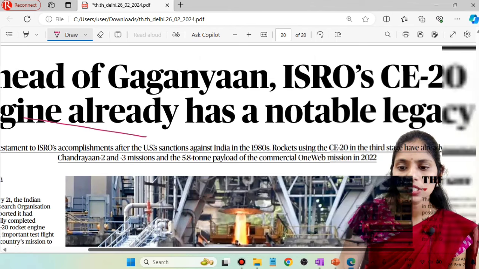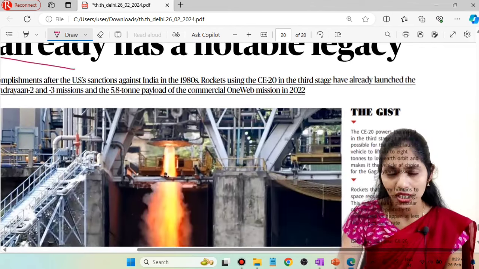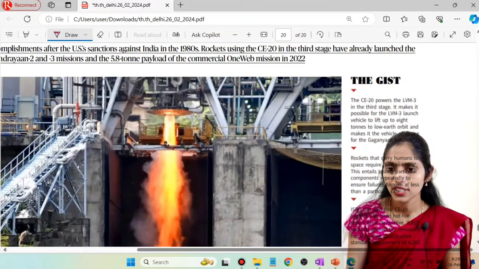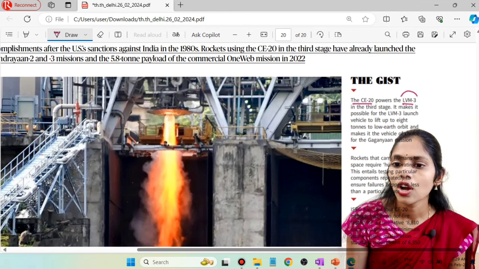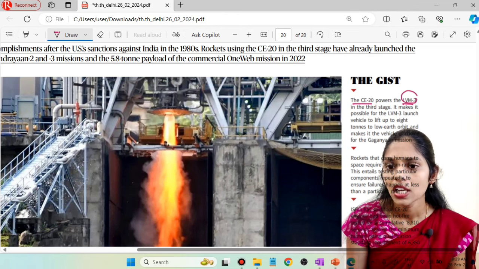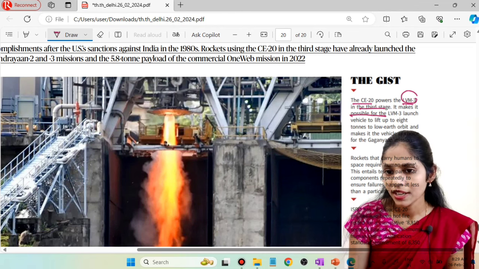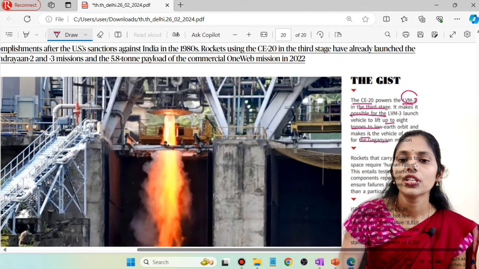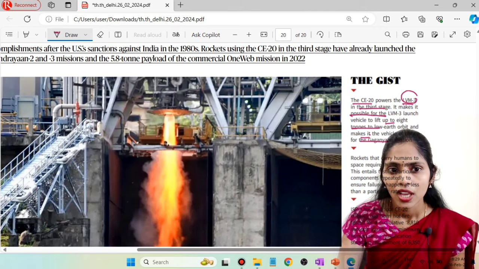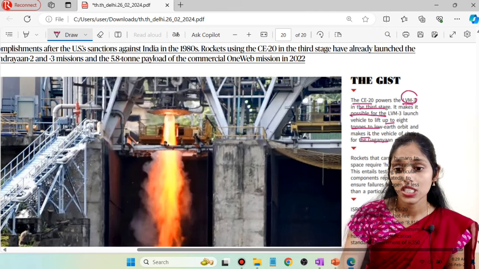Now let us see the facts given here. Let us have a look over the gist. The cryogenic engine CE-20 powers the LVM3, that is Launch Vehicle Mark 3, in the third stage, and makes it possible for this launch vehicle to lift up to 8 tons to low Earth orbit, and it even makes it the vehicle of choice for the Gaganyaan mission. So for the Gaganyaan mission we are using this launch vehicle and the CE engine.